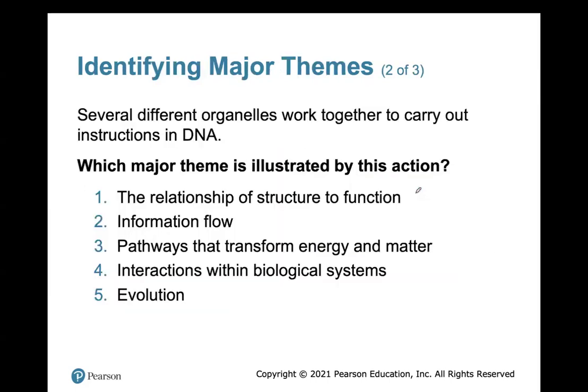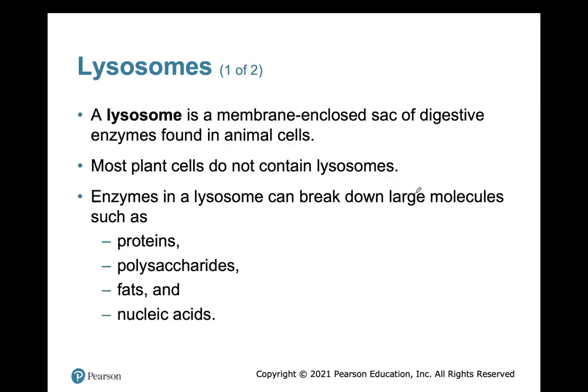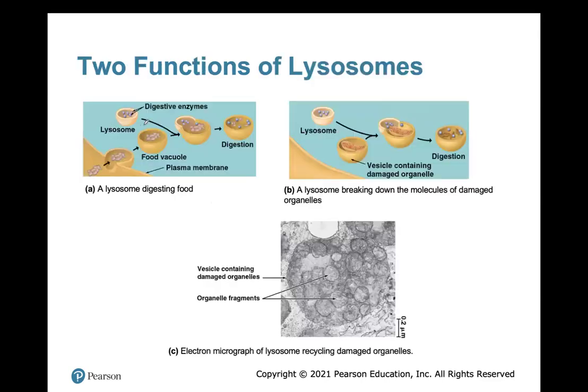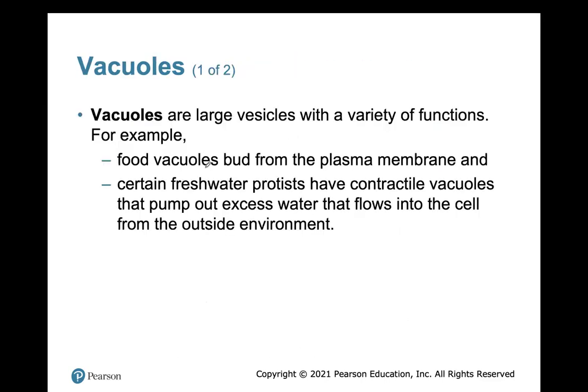Lysosomes, then, are membrane-enclosed sacs of digestive enzymes found in animal cells. Most plant cells do not contain lysosomes, and enzymes in a lysosome can break down large molecules like proteins, polysaccharides, fats, and nucleic acids. They can also destroy harmful bacteria, engulf and digest parts of another organelle, and sculpt tissues during embryonic development to form structures such as fingers. Those are lysosomes.